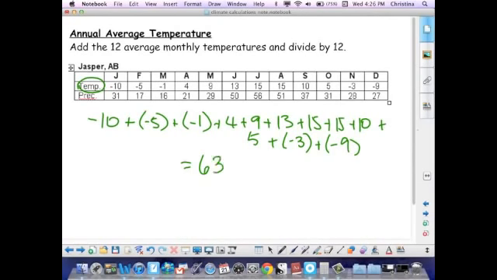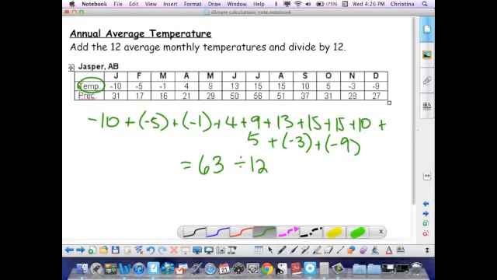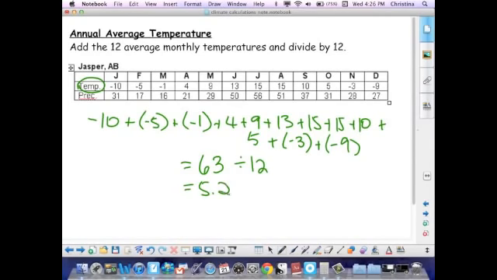And you're going to take that answer and divide it by 12 because there's 12 months in a year. So 63 divided by 12 gives us an answer of 5.25 degrees Celsius, and that is your annual average temperature.